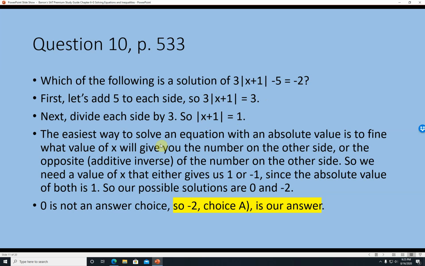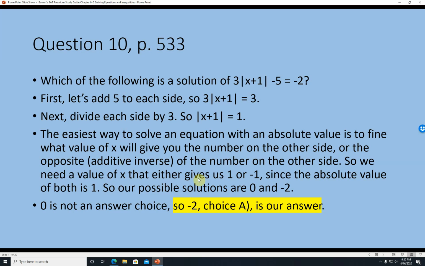So the easiest way to solve an equation with an absolute value in it is to find, with a D, sorry about that, what value of x will give us the number on the other side, or the opposite, that is the additive inverse. So if one is a, the other would be negative a of the number on the other side.